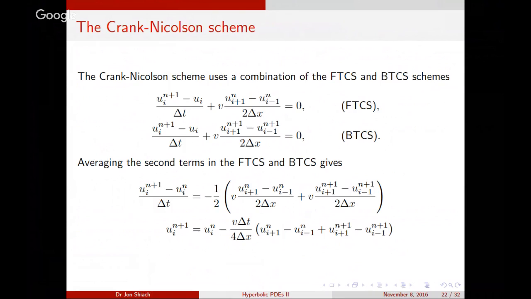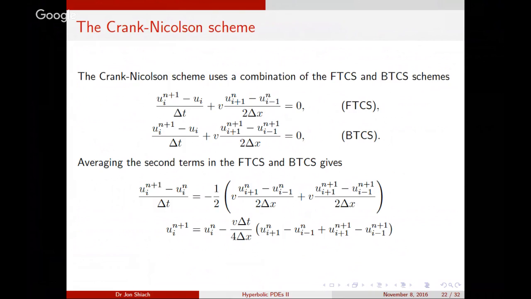So here's a forward time. We've got step forward in time minus the current time level. This one's backwards. You can see here, this is based upon new time steps. And what Crank and Nicholson did was they averaged it. So you add them together and divide by 2, and you get this.